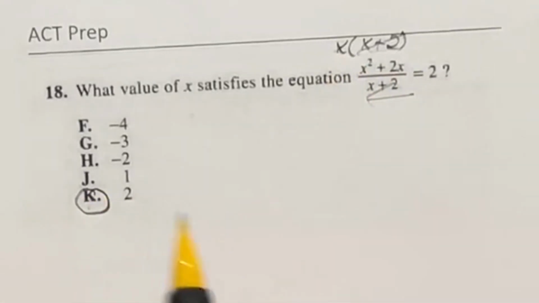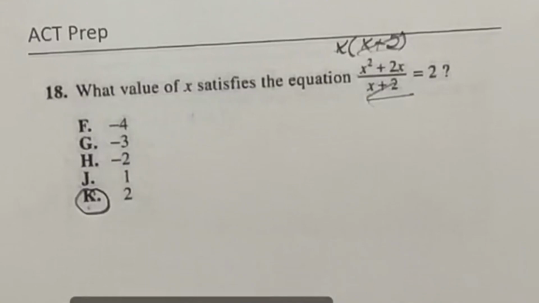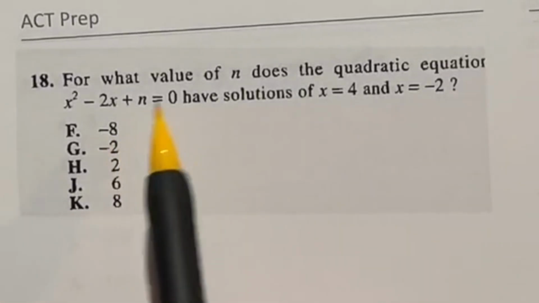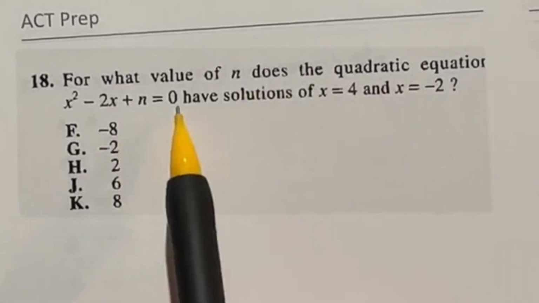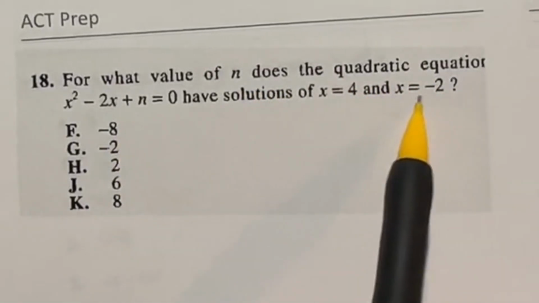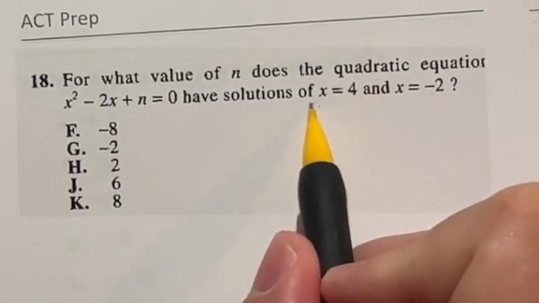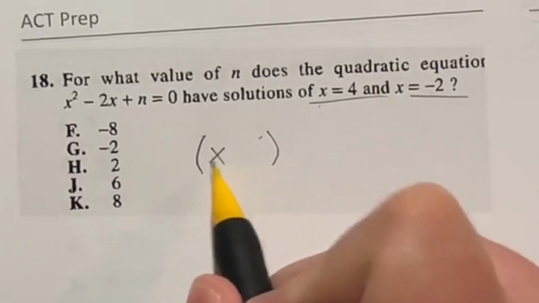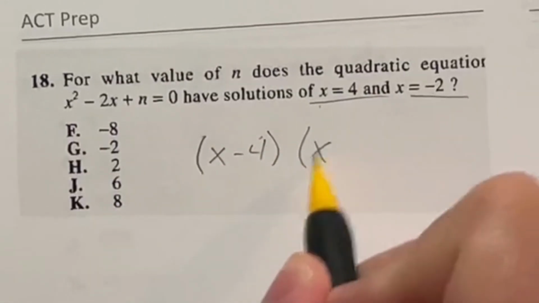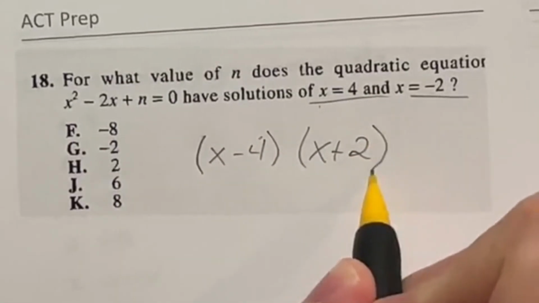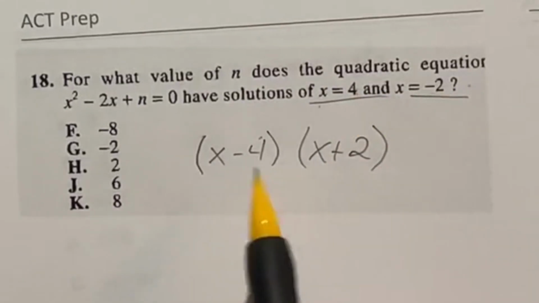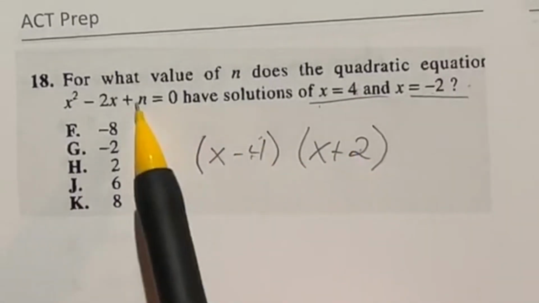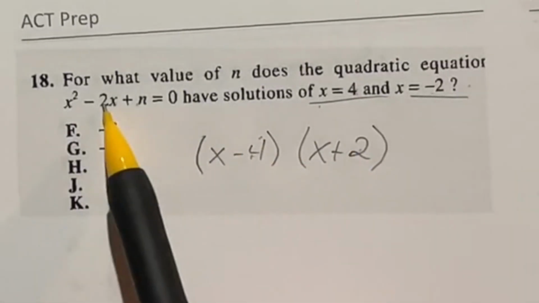Now, obviously, that would go much quicker in your head if you were able to identify that. I want to treat this one a little bit like a factoring question. So it says, for what value n does this quadratic equation have the solutions x equals 4 and x equals negative 2? So if it has the solutions 4 and negative 2, that means that it probably broke down into x minus 4 and x plus 2, and then when you set those equal to 0, you get those two responses.